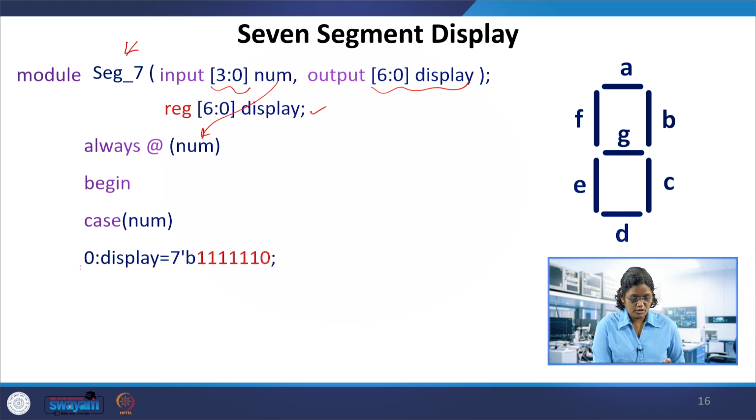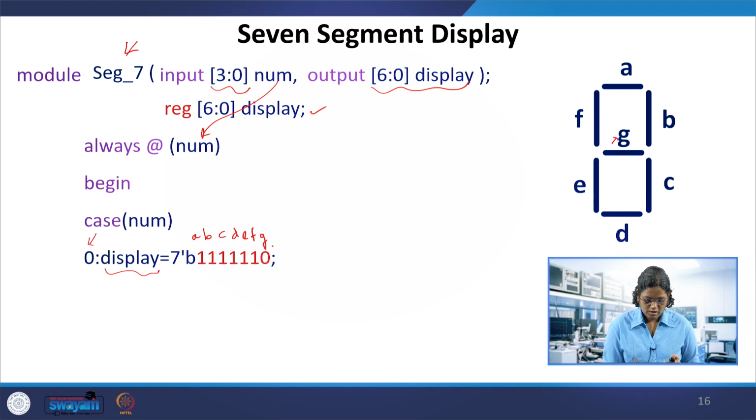If the number is 0 colon, that is a choice. 0 is a choice. What should be done? Display is going to be 7-bit binary 1 1 1 1 1 1 0. So that means this last one is 0, so only G is 0. It is taking from A, B, C, D, E, F, G. So only G is 0, so the remaining will be displayed. So this is the display of 0. It starts from A, B, C, D, E, F, and G is 0 here. So that is displaying 0.